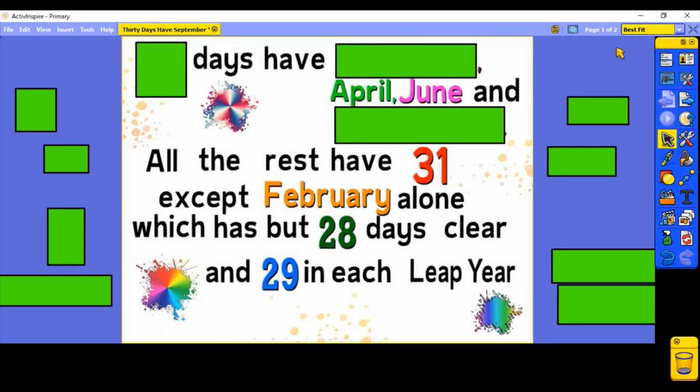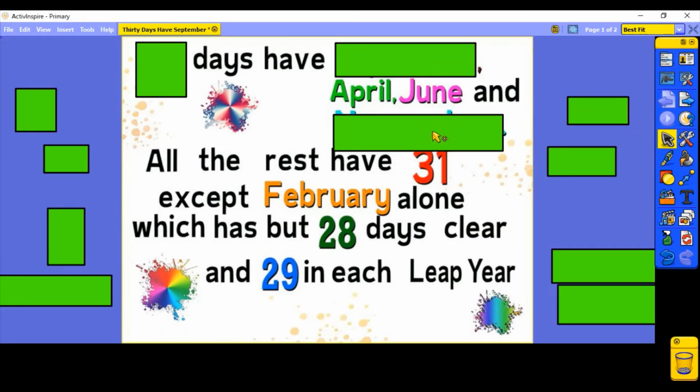Ready? Just the top bit. 30 days have September, April, June and November. Well done. 30 days have September, April, June and November. Let's have a look at the bottom bit and then we can do it all together.